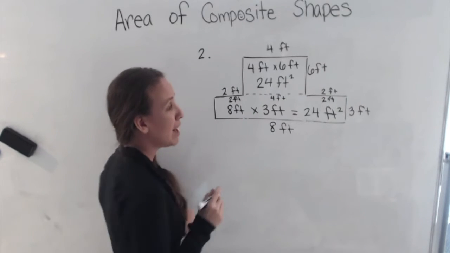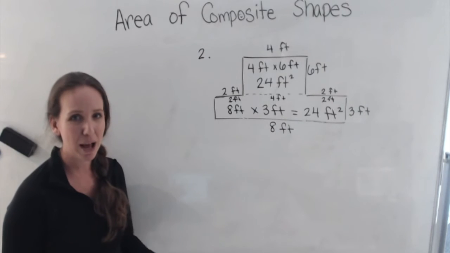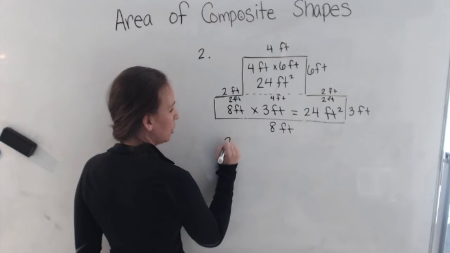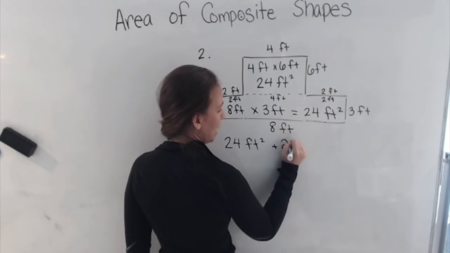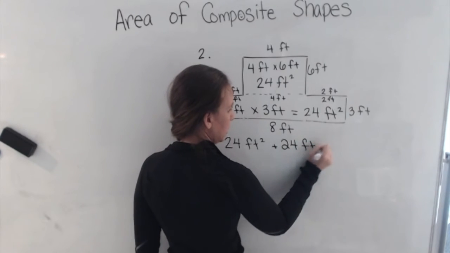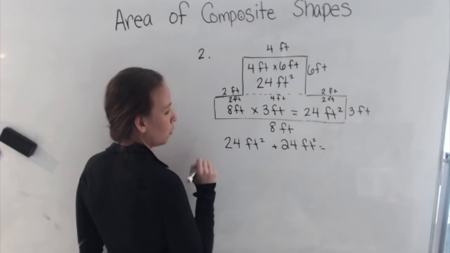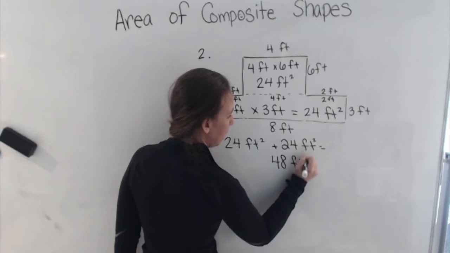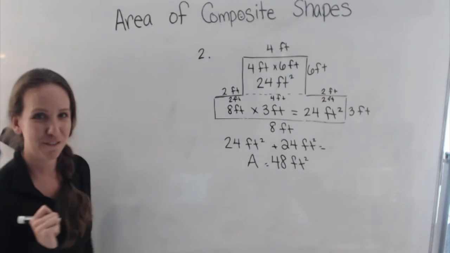And now, I'm not asking how much an individual rectangle is. I want to know how much they are together. So, let's add the top rectangle and the bottom rectangle. And when we add them together, whoops, forgot the squared. When we add them together, we get that the area of the composite shape is 48 feet squared.